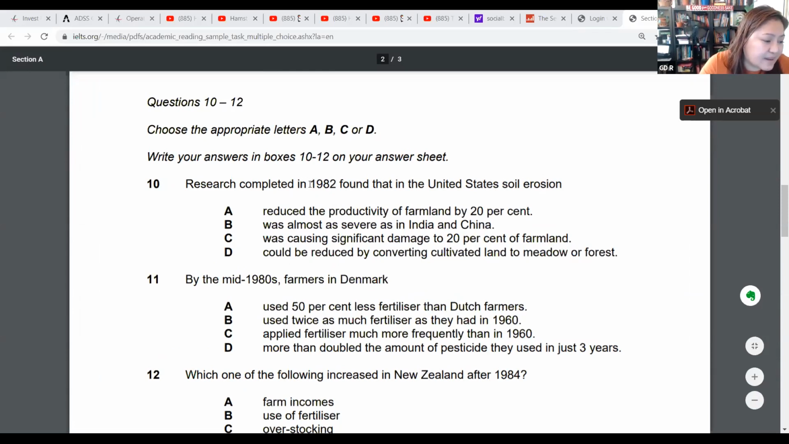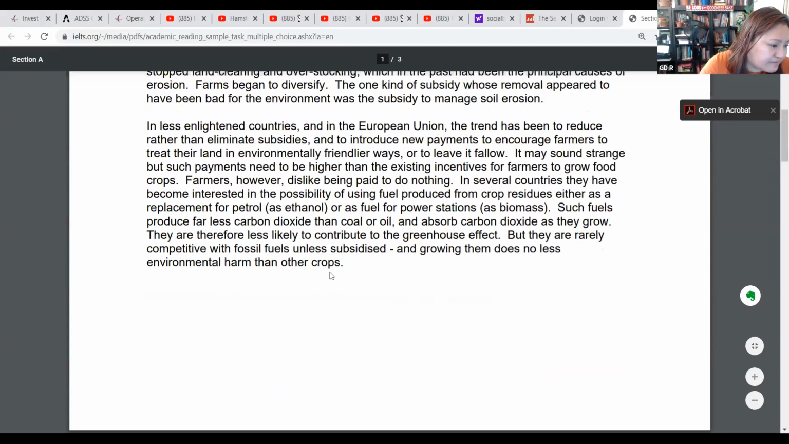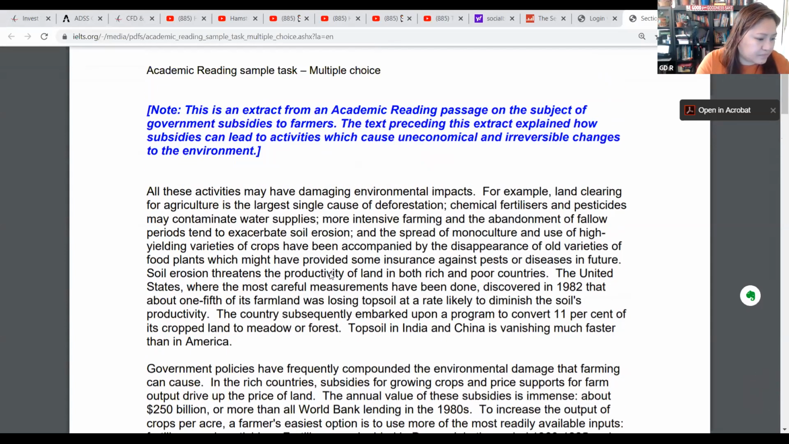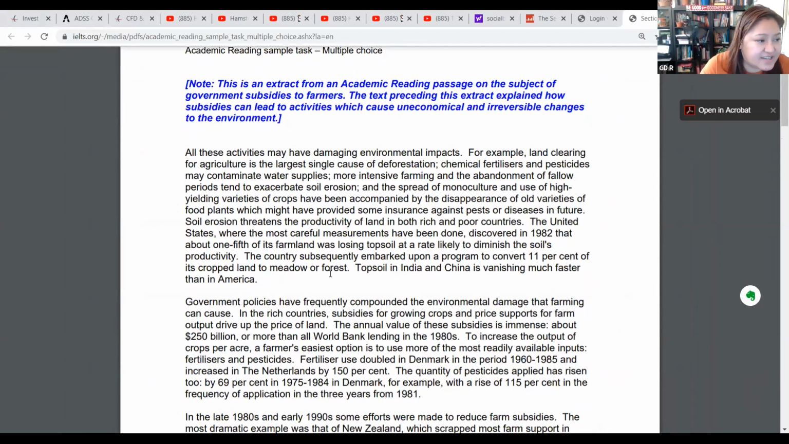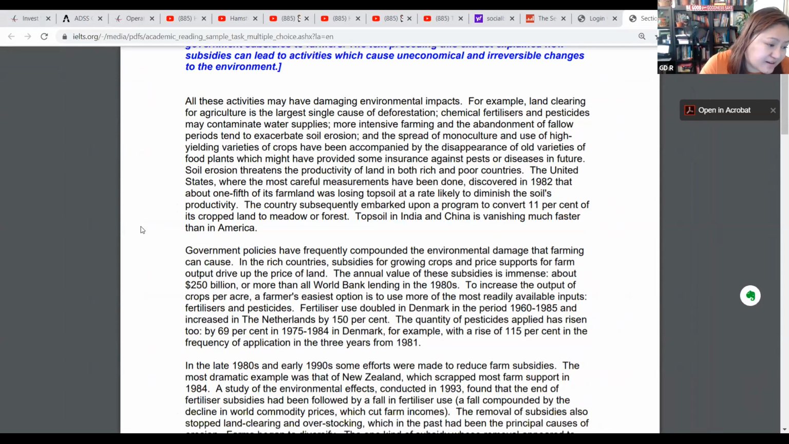So for example, go back to the article and look for keywords such as 1982, US, and soil erosion. Usually, class, for questions such as this, if it's the first question, we can assume that we can find the answer in the first paragraph. But just to be safe, we cannot find 1982 in the second paragraph. So we go to the first paragraph. So say 1982, it's here.